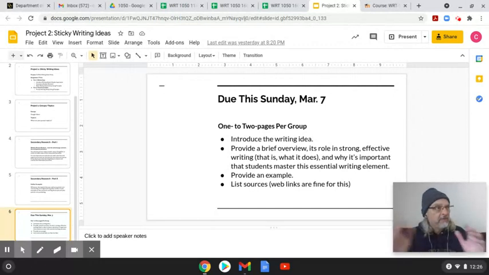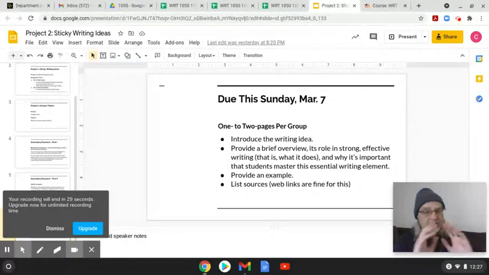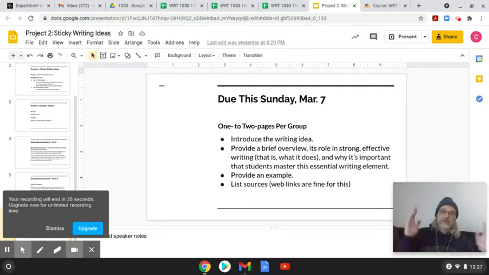Here's what we've learned this week from our secondary research: what writing a good introduction means, what writing a good conclusion means, or what flow is. Explain it and provide a brief overview, its role, and why it's important. How does it help strong, effective writing? Provide an example, and then have a place where you list your sources. Again, this is just web links. We're not worried about indentation or the author's last name and all that right now. This is raw, rough draft stuff. Remember, this is rough draft stuff for Sunday.